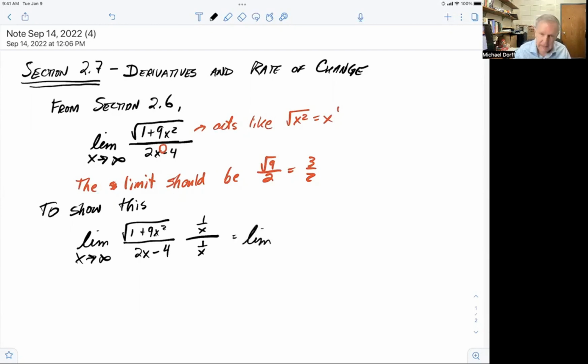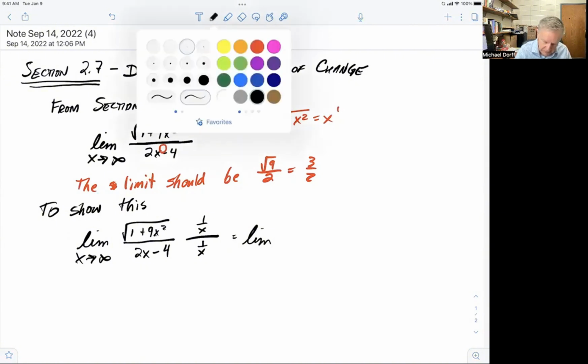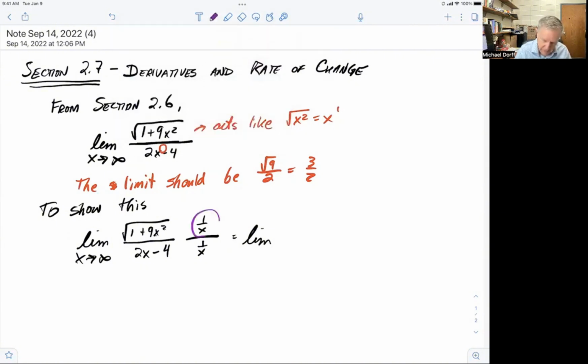Now, I have some difficulties trying to bring this 1 over x into the square root. So we're going to rewrite that as a term under a square root. So let me rewrite my function here. And on the top, I'm going to rewrite 1 over x as the square root of 1 over x squared. And I'm going to keep the bottom as it is.